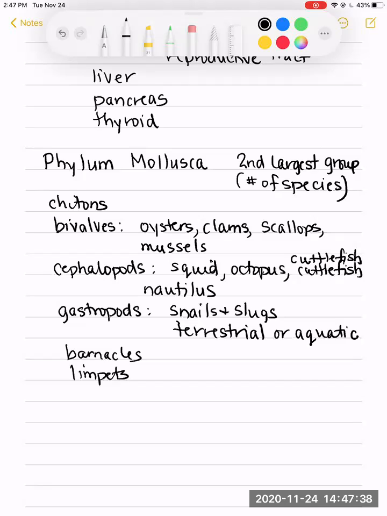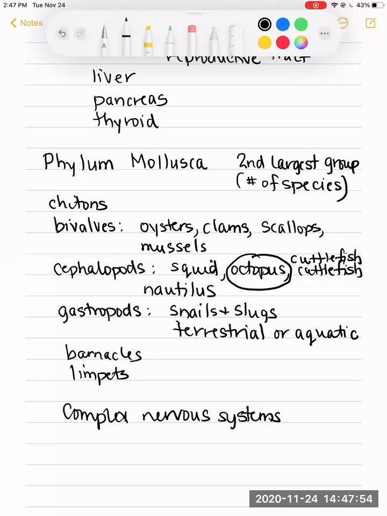They can get very large. They have very complex nervous systems in some. As you probably know, the octopus in particular are very intelligent. They can solve problems, work puzzles, learn. So huge diversity in the mollusks.